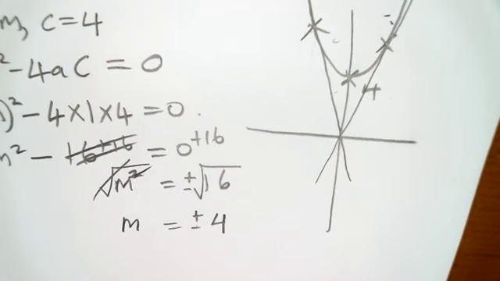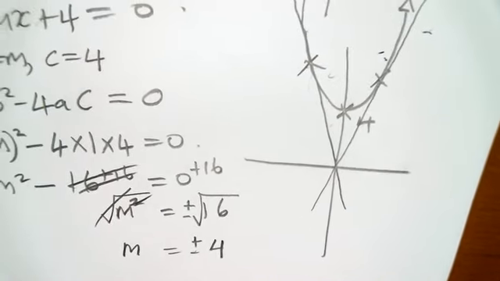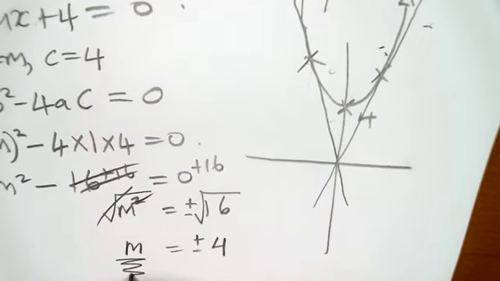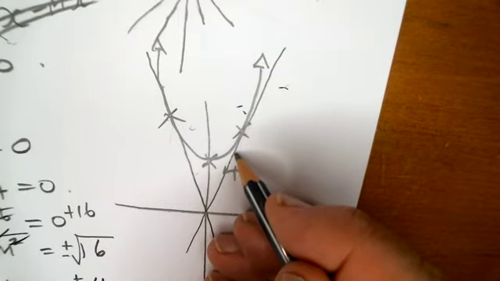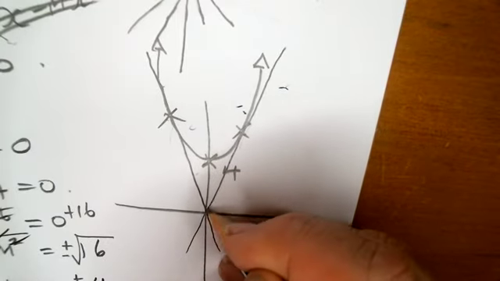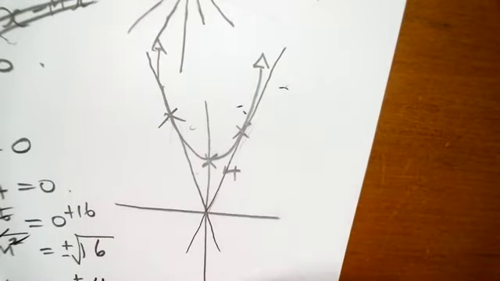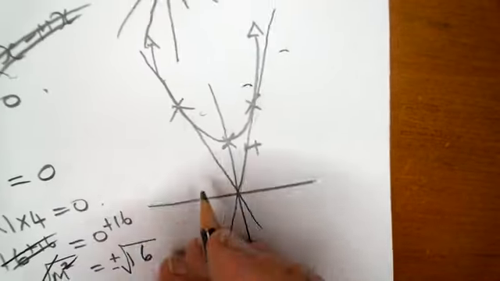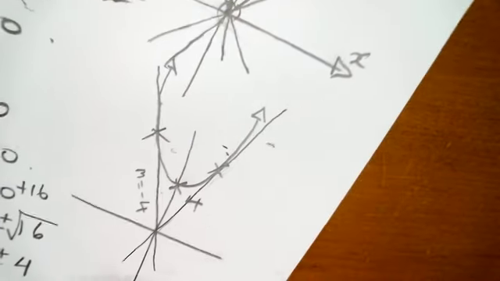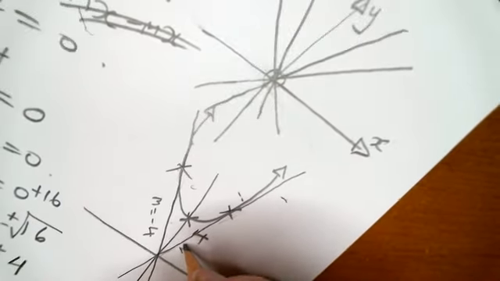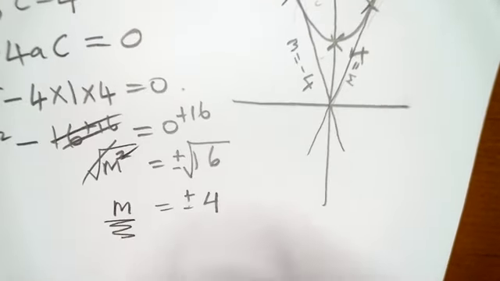So what does that tell us? It tells us that the gradient here is going to have a value of 4, yeah? This gradient here is going to have a value of negative 4. So the gradient here, I'm going to write this in, m is equal to negative 4. And here, gradient is m, I've got a 4 there already, is equal to 4. And that's what that tells us.